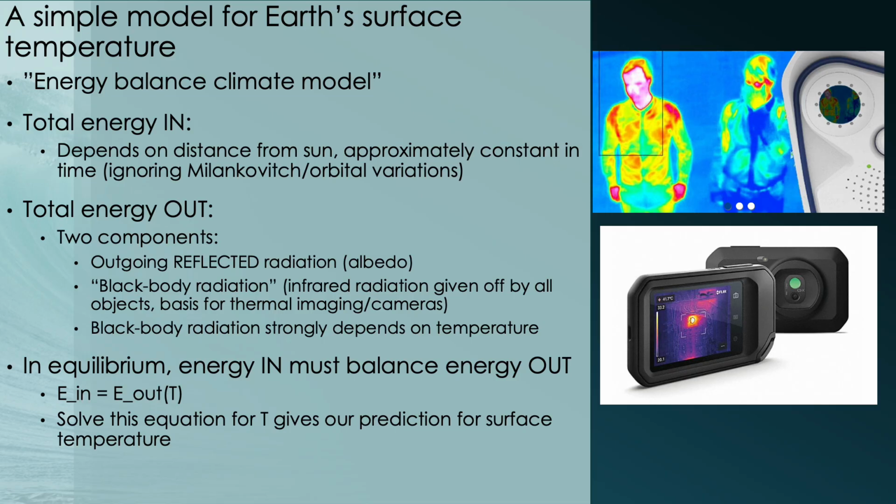And so the energy in comes in from the sun. It depends on the distance from the sun. That's roughly constant in time. And then energy out is partially reflected, so that's the albedo. And then the other component is blackbody radiation. So blackbody radiation is this fact that all objects that are at temperatures higher than absolute zero just naturally emit radiation. They lose energy by emitting radiation.